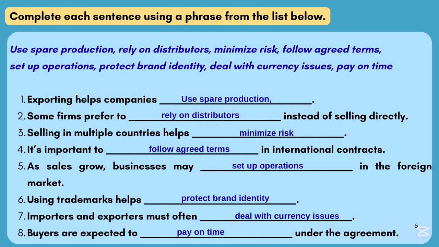Question 8. Buyers are expected to pay on time under the agreement. Prompt payments help both parties run smoothly. It keeps the supply chain moving, avoids delays, and maintains a good relationship between the importer and the exporter. For example, late payments might delay future shipments.